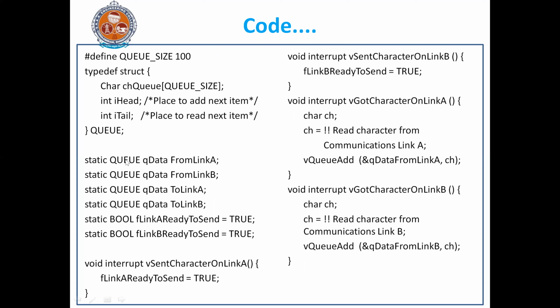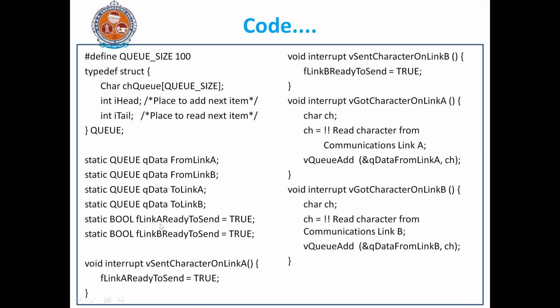And these are the different routines, that is queue data from link A, queue data from link B. So this is a two-way communication link, so that's why we have both from link A and from link B. Similarly, you also have queue data to link A and to link B, for reading and for writing both. For both we have two routines.